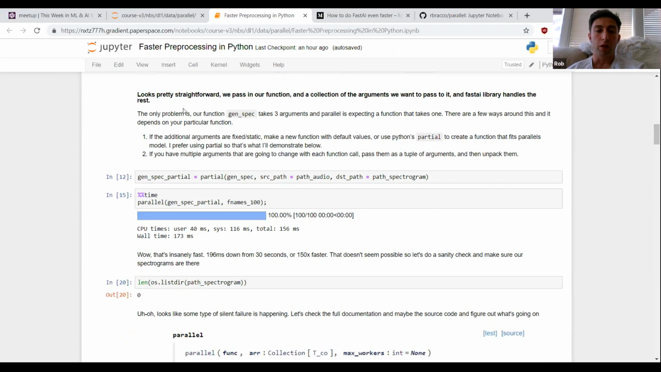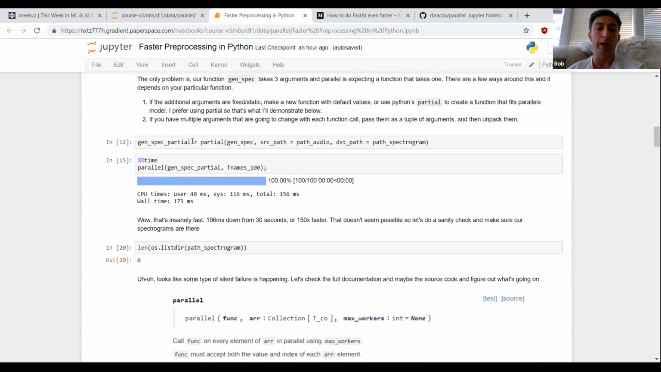The only problem is our function genspec takes 3 arguments and parallel is expecting a function that takes 1. There are a few ways around this. It depends on your particular function. If the additional arguments are fixed and static, you can make a new function with default values, or you can use Python's partial to create a function that fits Parallel's model, accepting only 1 argument. So I'll go into detail on that. We can create a partial.